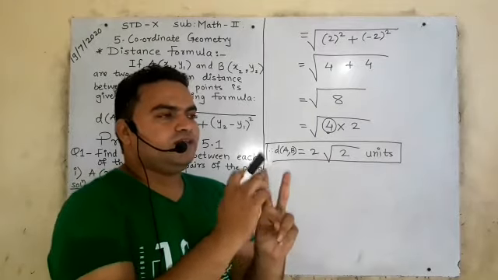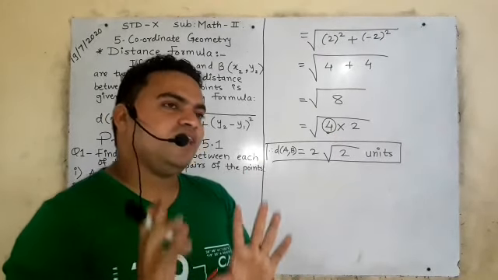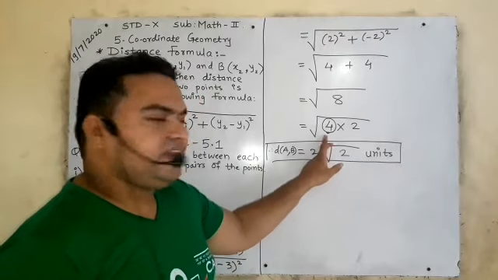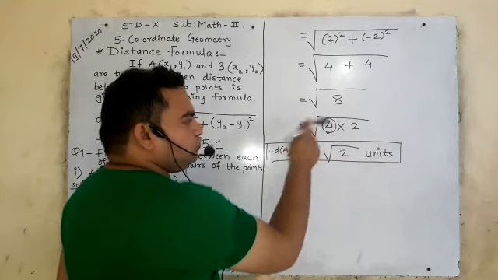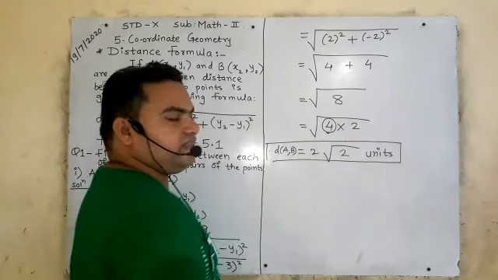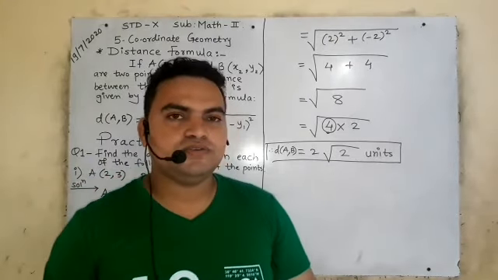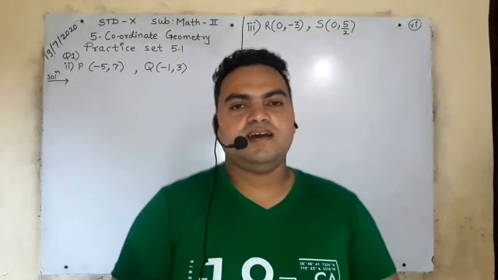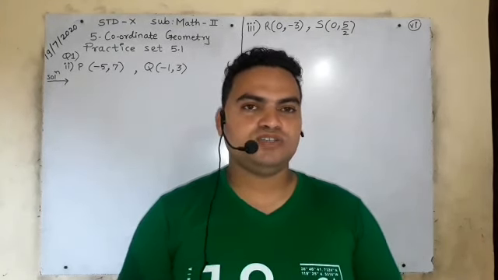Because out of the two numbers, one number should be a square of a complete square. One number should be a complete square. So 4 is the square of 2. So this 2 will come out. This 4 will come out as a 2 and this 2 will remain inside. So at last we have to write units. I hope you understood.